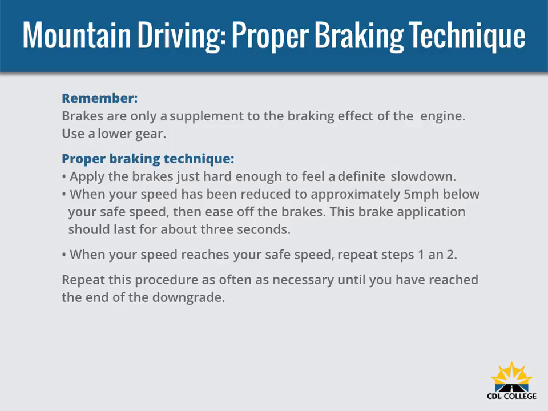For example, if your safe speed is 40 miles per hour, you would not apply the brakes until your speed reaches 40 miles per hour. You now apply the brakes hard enough to gradually reduce your speed to 35 miles per hour, and then release the brakes. Repeat this as often as necessary until you have reached the end of the downgrade.